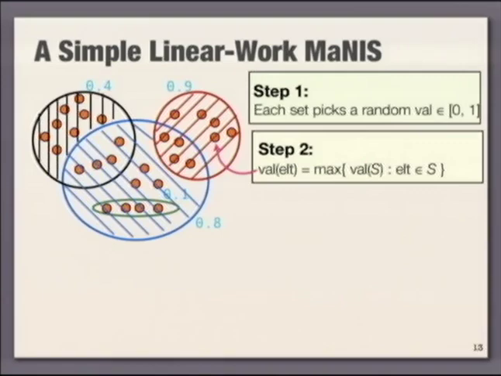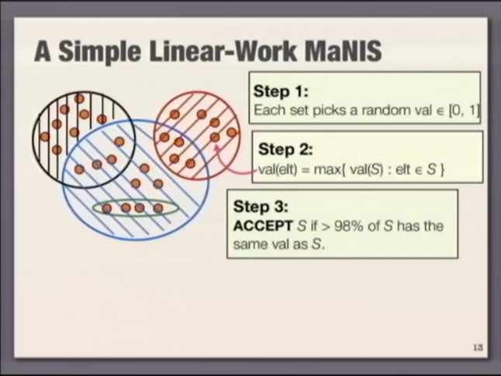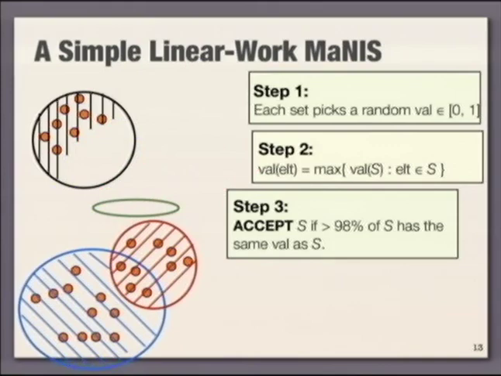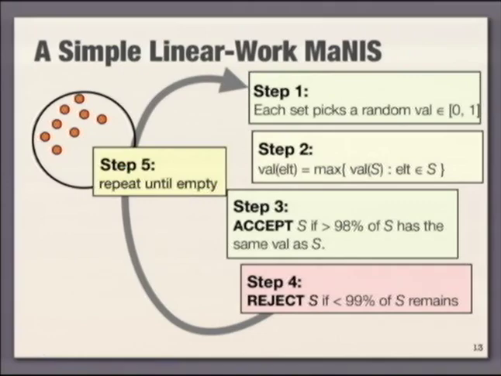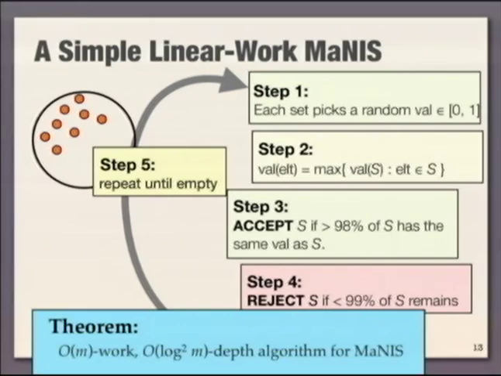In the third step, you're going to accept things. You can accept a set if at least 98% of that set has the same value as the value that set gets. So these guys are accepted. The green one becomes empty, and now we're going to reject things if the remaining coverage is less than 99% of what it was before. So the green one is now empty, we're going to reject it. Let's burn that, it's gone. And we're going to repeat until the whole process removes all the sets. So that divides sets into the buckets that we accept and the buckets that we reject. And that gives us order M work. This is the depth for MaNIS.